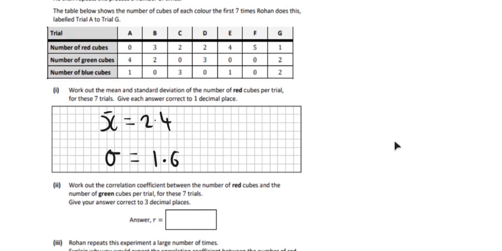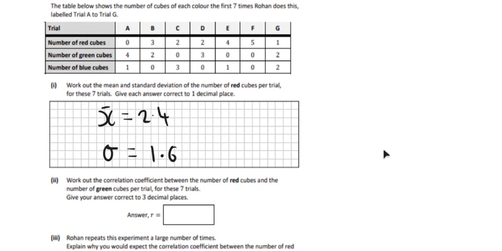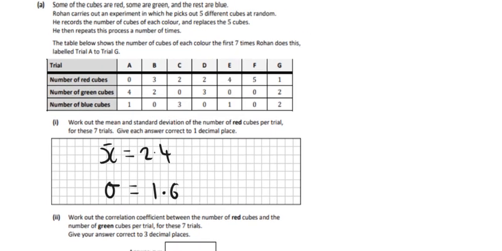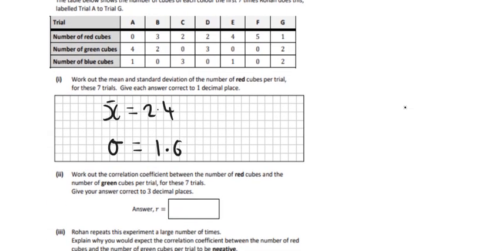For the correlation coefficient, you'll have to go back and put the values of the reds and the greens into the table in two parts, and then look for the correlation coefficient, and you should get minus 0.762 there, and it's a negative correlation coefficient.